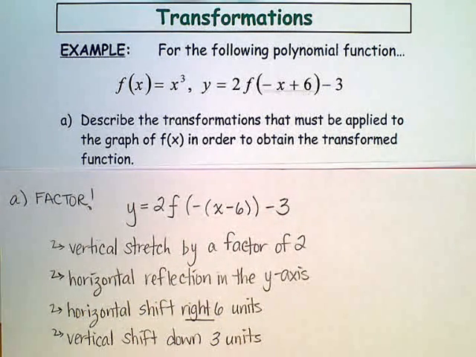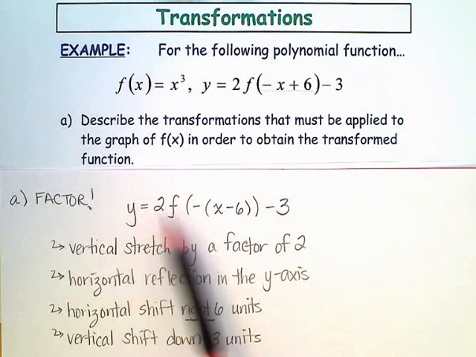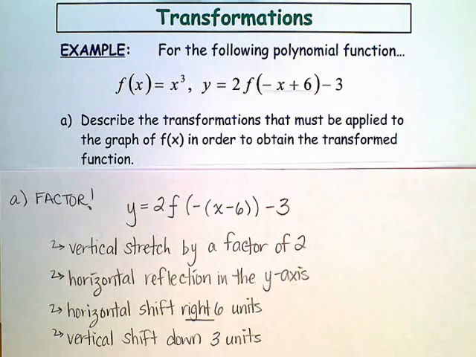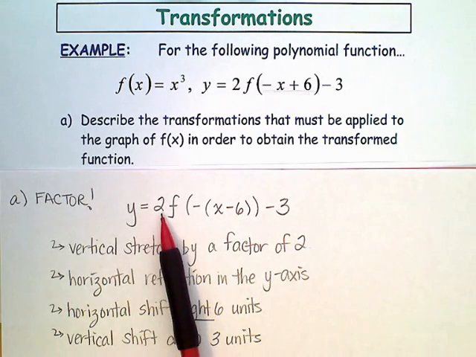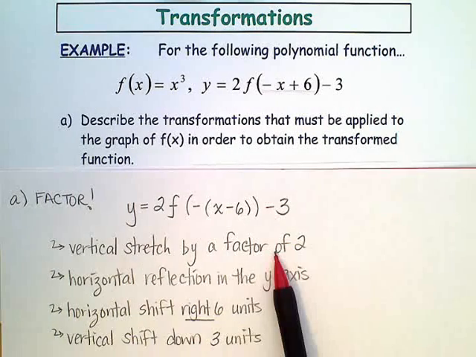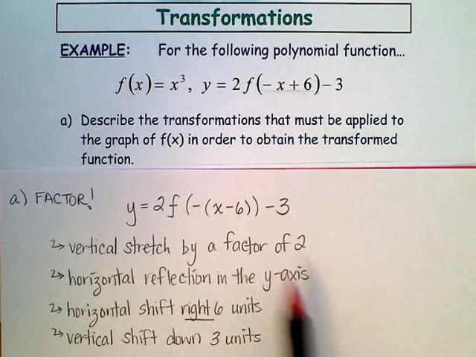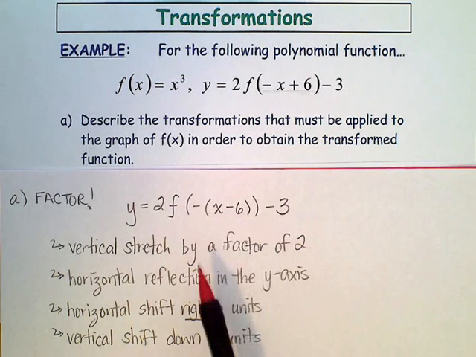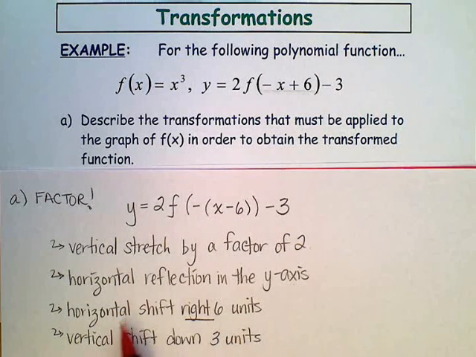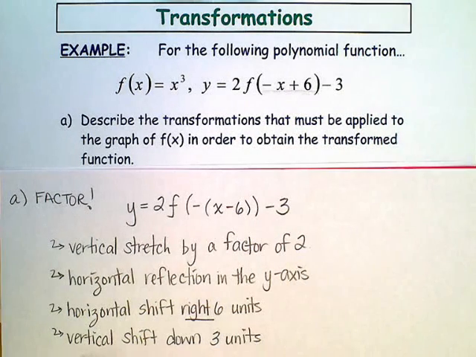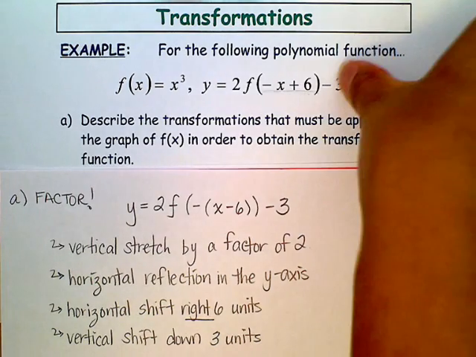Now we can look at each of the different transformations being applied to the base function and figure out how they're affecting the graph. The 2 applies a vertical stretch by a factor of 2. The negative inside the brackets implies a horizontal reflection in the y-axis. The x minus 6 tells me the graph is horizontally shifted to the right 6 units. And the 3 at the end is a vertical shift down 3 units. Those are all the different transformations being applied.